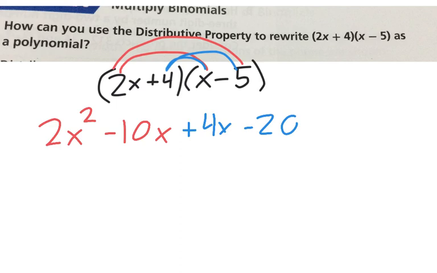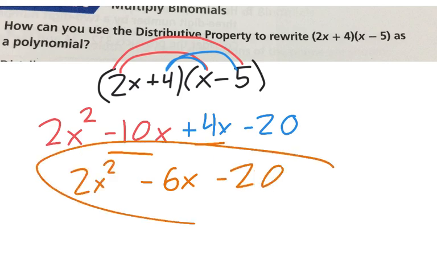It's not over. Now I need to combine like terms. So the negative 10x and the 4x are like terms. It is negative 6x. 2x squared has nothing like it. Negative 20 has nothing like it. Now I'm finished. Try some on your own.